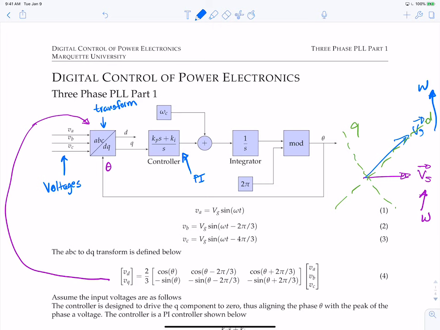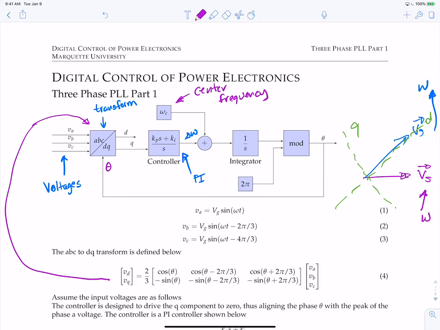Now, what comes out of this block is really delta omega. How far are we off of the center frequency, which would be this guy? So for instance, if we're trying to lock to 60 hertz, the center frequency would be 2 pi 60. And when we're in steady state, the output of the controller would be zero. But let's say the grid is floated a little bit, there's change, and the grid's at 60.1, or center frequency is 60 hertz. The output of the controller would be 0.1 hertz in steady state. Or excuse me, 0.1. That would be the delta right here. Okay, so that's what will happen there.